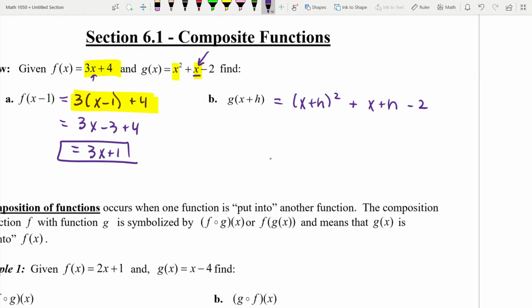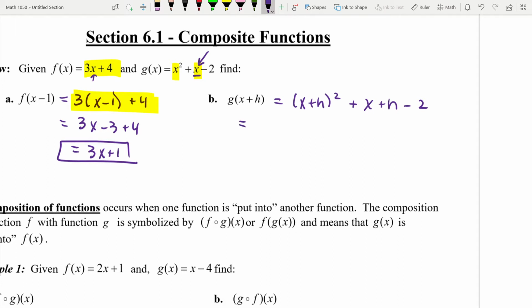Some people will put parentheses around the x plus h. Look at that. Does that do me any good to put parentheses around the x plus h? Talk to me. No, and it's not necessary. So if you do it, it's fine, but I like to write it as simple as possible, so then it's easier. So I'm going to write mine like that, okay?